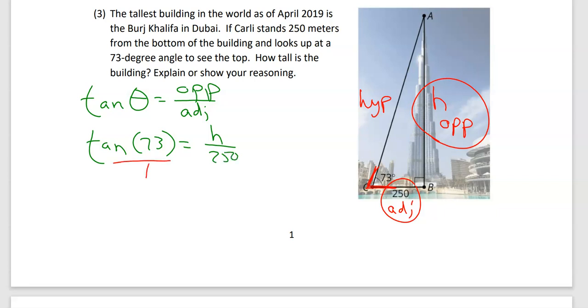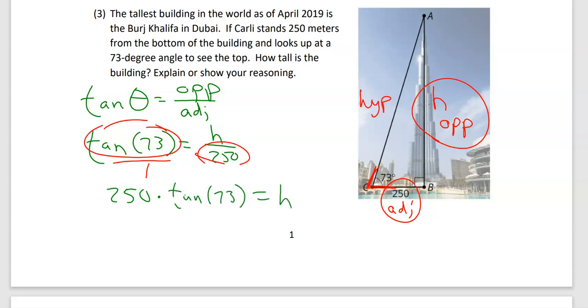Again, anytime we are solving for length, my preferred method will be cross multiplication. So 250 times the tangent of 73 degrees is equal to 1 times h, which is h. So 250 times the tangent of 73 degrees is approximately 817.713 meters.